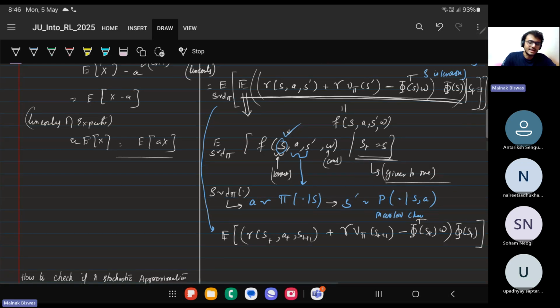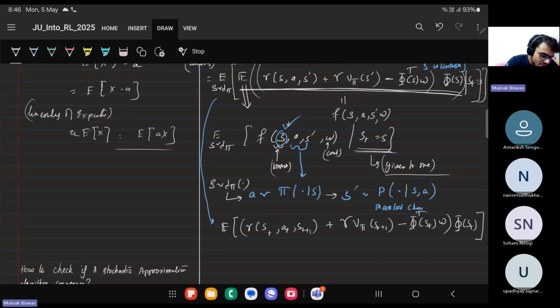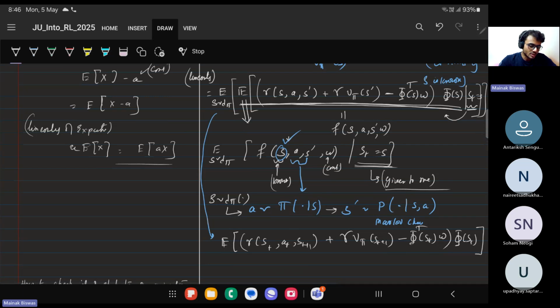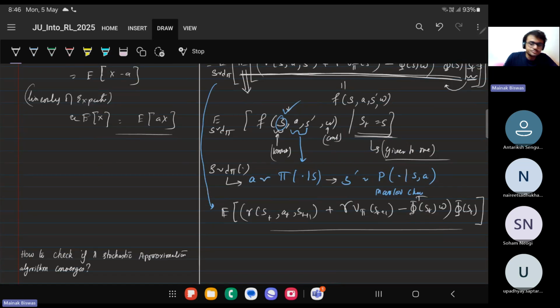So this is a scalar. This expected value over S is only in the inner expectation, not in the outer expectation. Remember that. So if I have made an error in putting brackets, please forgive me. The expected value should be here. This is fine. So this is clearly a scalar value, as the loss we expect it to be.